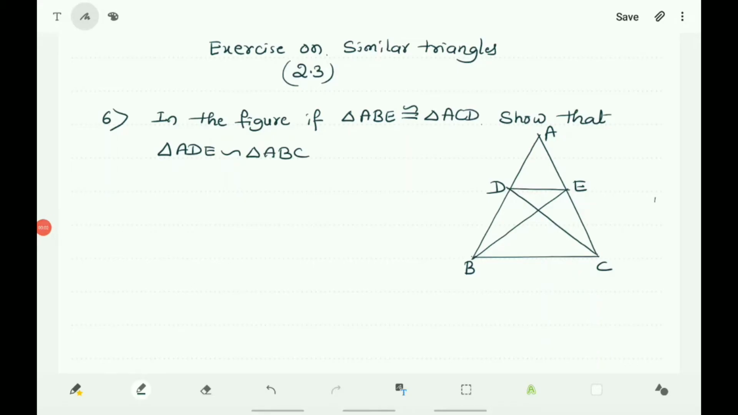Children, it is a continuation of exercise on similar triangles, and you take the sixth question. In the figure, if triangle ABE is congruent to triangle ACD, show that triangle ADE is similar to triangle ABC.